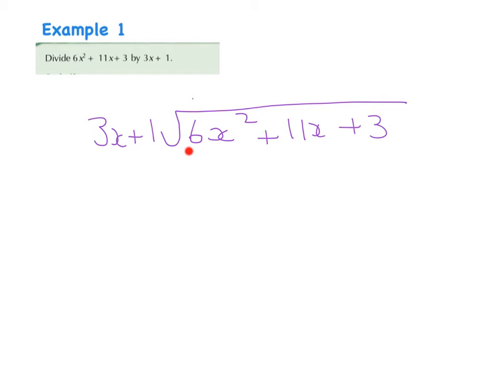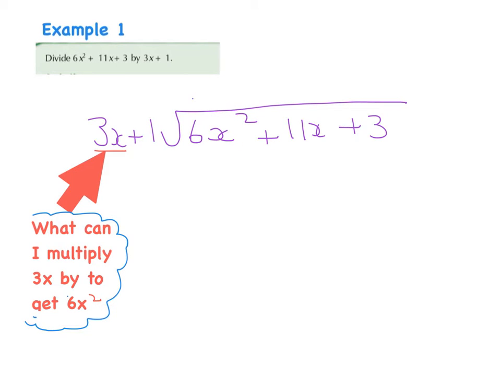This is the longer one, 6x squared plus 11x plus 3, is divided by 3x plus 1, so this one goes on the outside. How I'm going to do that is I'm going to start off by looking at this 3x. Now, how many times does 3x go into 6x squared? Sometimes it's easier to work backwards and say, what can I multiply 3x by to get 6x squared? If I multiplied 3x by 2x, I would get 6x squared.